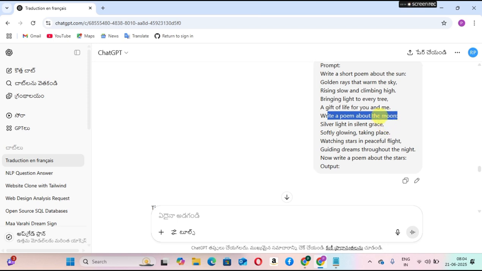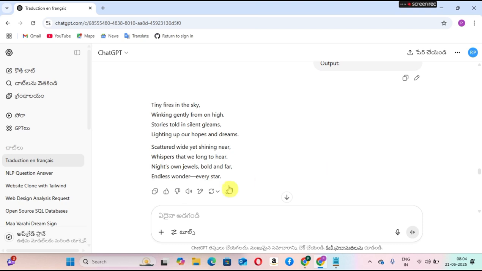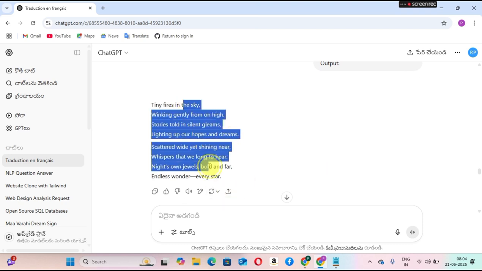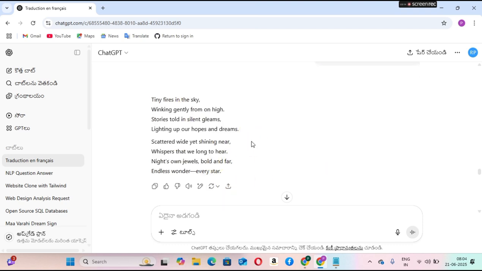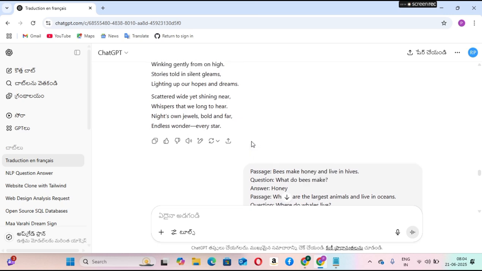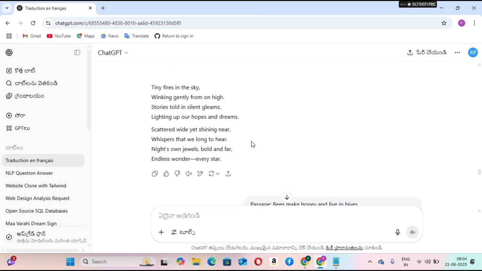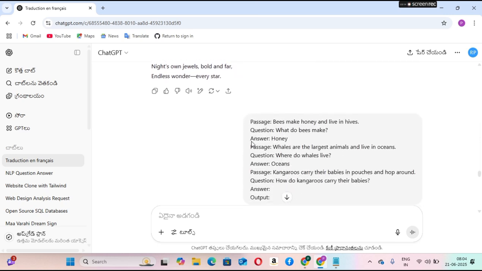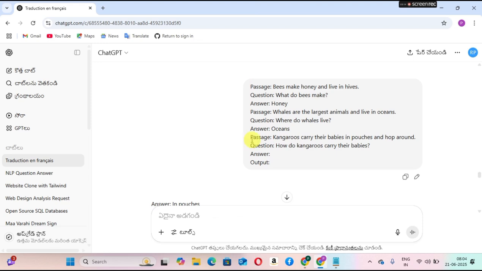Here we gave, now write a poem about the stars. After giving the examples, when you hit enter, few shot helps the model to learn structure, rhythm, and tone. With the two samples, the model matched the style and created a beautiful poem on the new topic.